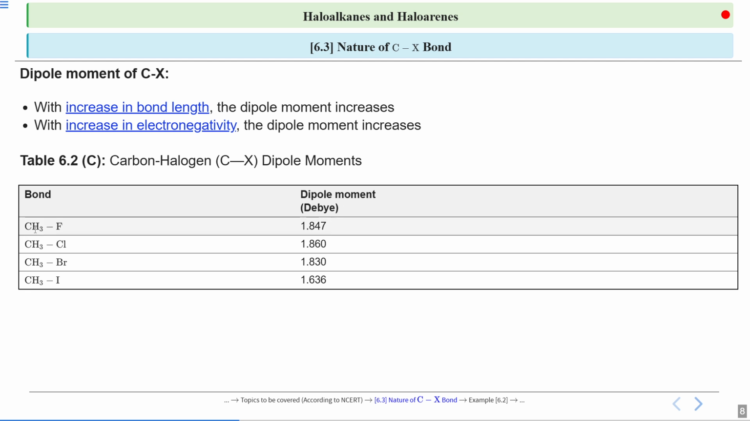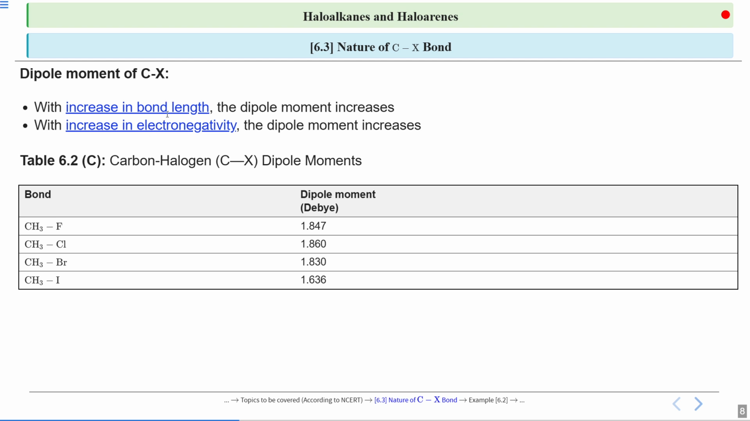So fluoromethyl, that means CH3F, the bond is between carbon and fluorine. The dipole moment for this bond is 1.847 D. Similarly, for chloromethyl, we have a dipole moment value of 1.86 D. For bromomethyl, we have 1.83 D, and for iodomethyl, we have 1.636 D, right?